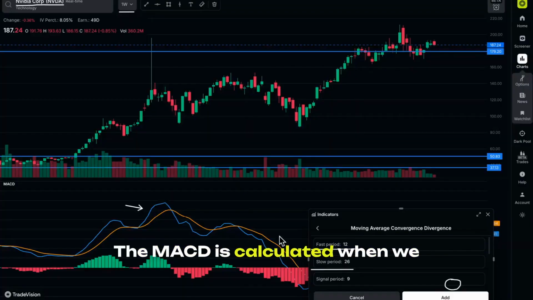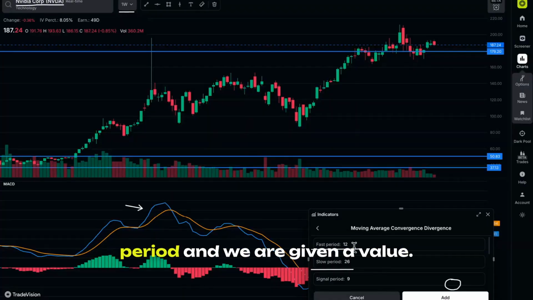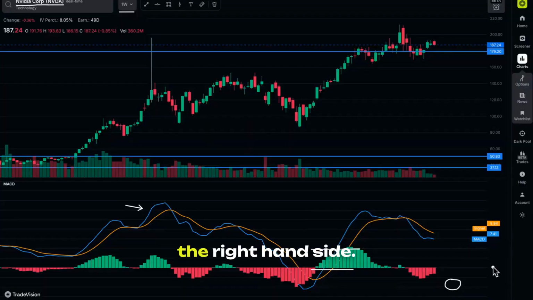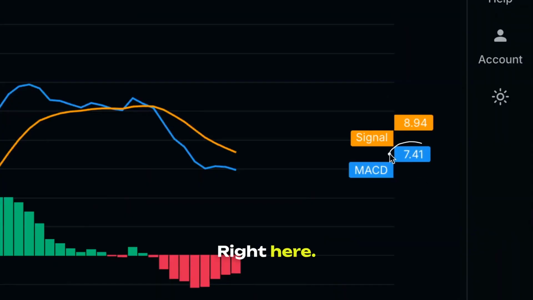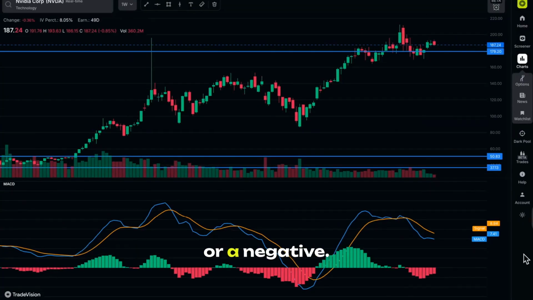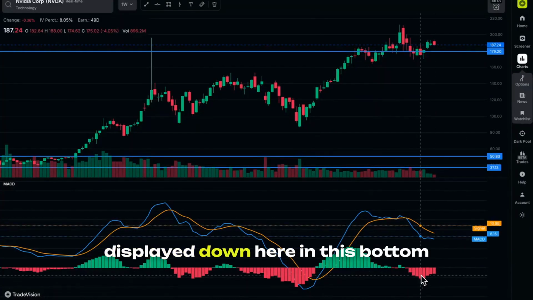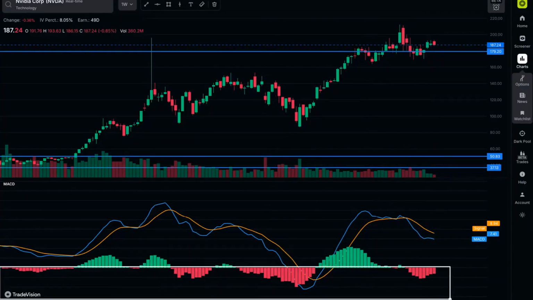The MACD is calculated when we subtract the slow period from the fast period, and we are given a value. That value will be represented here on the right hand side. Currently it is 7.41, as you can see right here. Now the value will be either positive or negative. If the value is negative, it will be displayed down here in this bottom portion of the MACD.